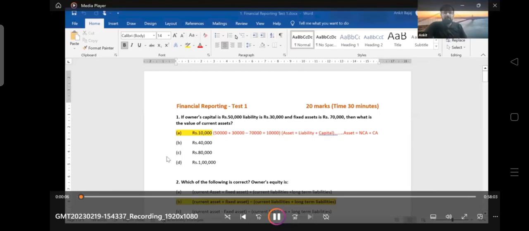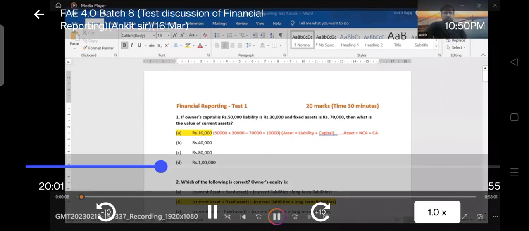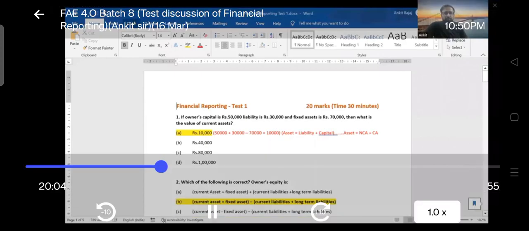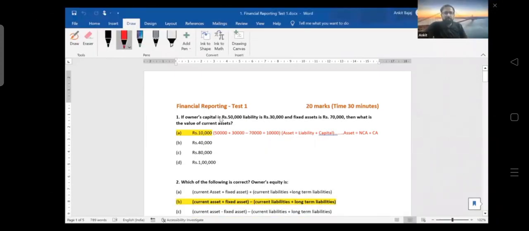Each and every question of financial reporting. Yeah, so now one by one, guys, I will be discussing each and every question of the financial reporting module, right? Now, if you see what question number one says: if the owner's capital is 50,000, liability is 30,000 and fixed asset is 70,000, what is the value of current asset?